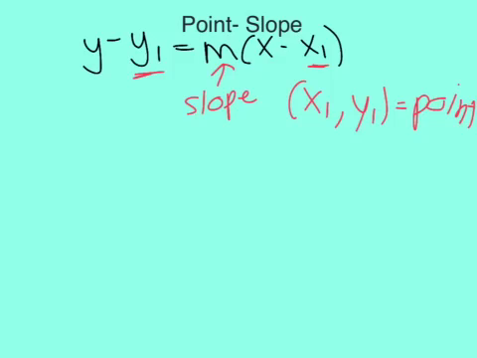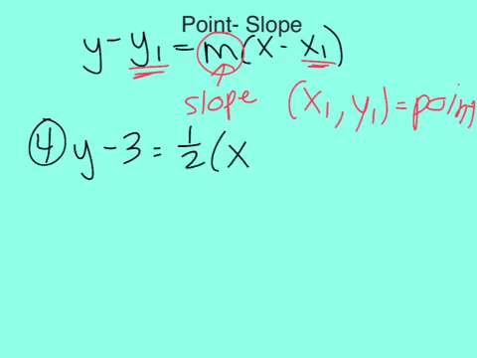So when you look at this equation, in order to use it, you must have a slope and an (x1, y1) point. Let's say that I gave you the equation, I believe we're on number 4 now: y - 3 = 1/2(x - 6). Okay, so right here we're in point-slope. I see that my slope is 1/2 and I have the point (6, 3).